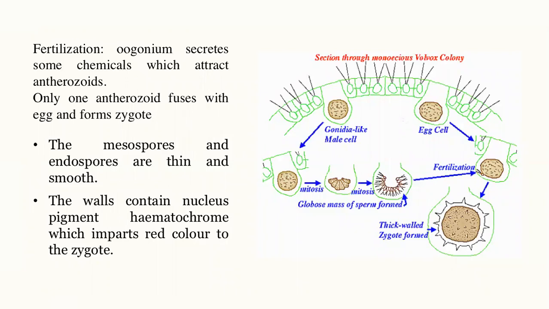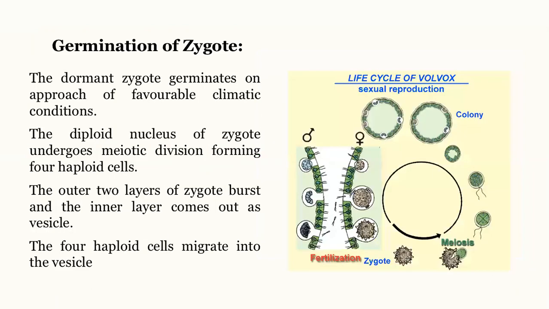And once the zygote is formed, it will transform itself into what is known as the mesospore and the endospores. It will form the wall layers. The wall contains a nuclear pigment, hematochrome, and this is what imparts the red color to the zygote. The zygote may undergo a little bit of dormancy, and once the climatic conditions are favorable, they will start germinating. The diploid nucleus of the zygote will now undergo meiotic division and form four haploid cells.